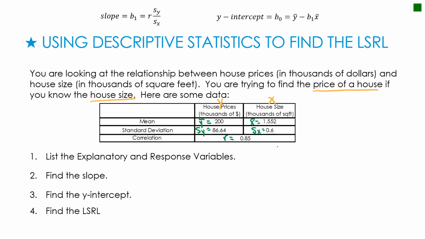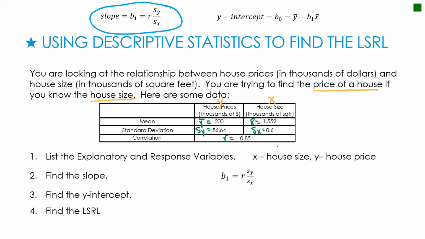So list the explanatory and response variable. I've already done that. X is house size, Y is house price. Now I'm going to find the slope. And again, the slope would be found using this first formula, which would of course be 0.085 times 86.64 over 0.6. And again, this would be very, very different if I did the x and the y in the wrong order. So that's why that first step is the most important. But now I have found my slope.